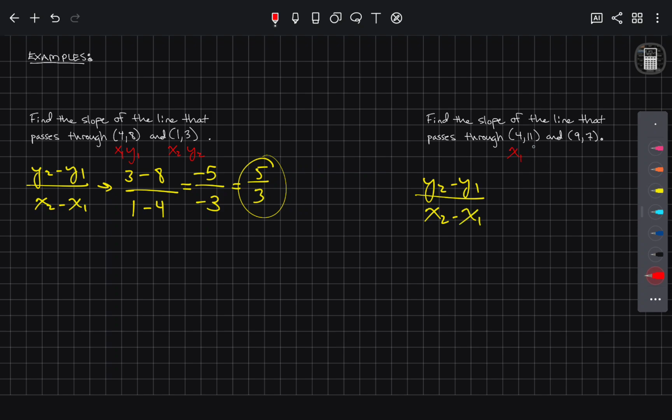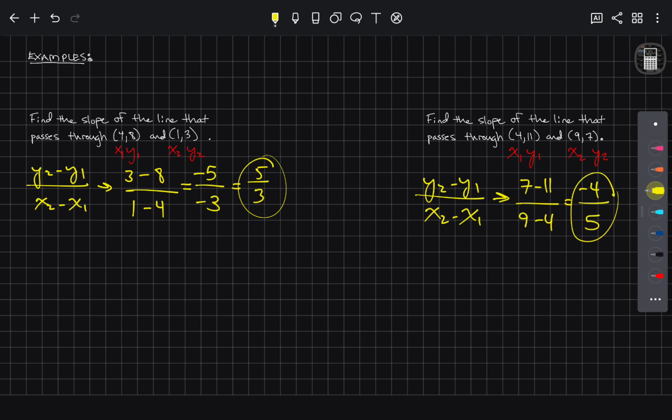Same thing, y2 minus y1, x2 minus x1. Going to mark my coordinates, label them, so I can accurately plug it into the formula. y2 is 7 minus 11. x2 is 9 minus 4. 7 minus 11 is negative 4. 9 minus 4 is 5. We have a slope of down 4 over 5.